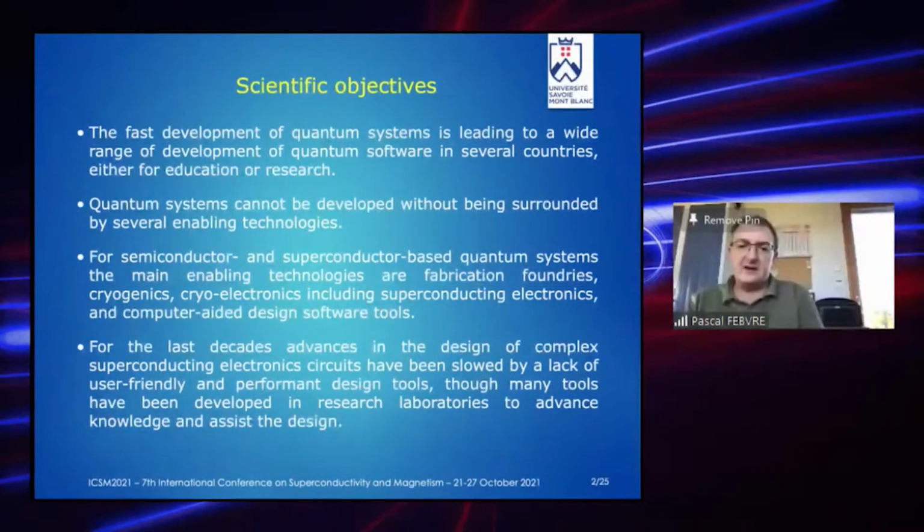And for the last decades, in fact, the advances on the design of complex circuits have been slowed because it takes a lot of time to design the circuit, especially when they are based on Josephson junctions, where the physics is not so obvious. And there was a lack of user-friendly and performant tools. Of course, in each research lab, every researcher or PhD student has developed their own software to advance knowledge, to assist the design and make progress in the lab. But this software always stayed in some niche and quite intimate, and has not been spread. So it is changing a bit now with GitHub and with Python. There is a lot of Python software available now, but still it's not yet totally at the level we would like to have.